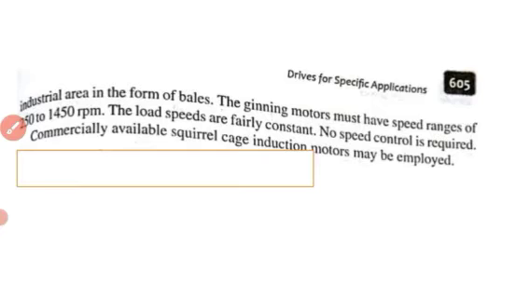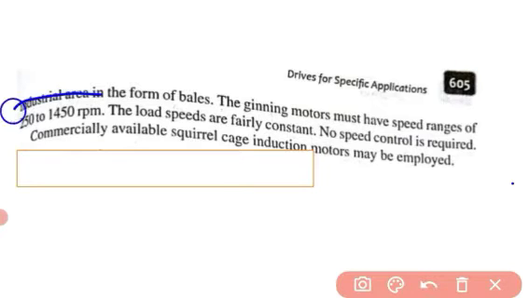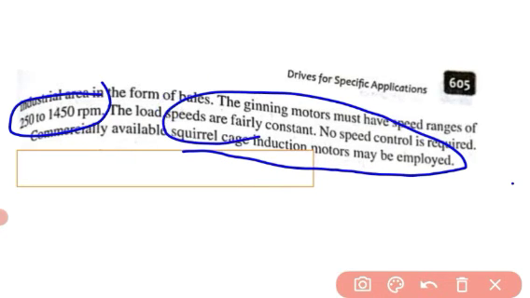For the ginning purpose, motors with a speed range of 250 rpm to 1450 rpm are used, and the squirrel cage induction motor is employed.